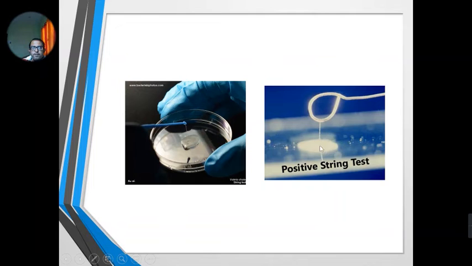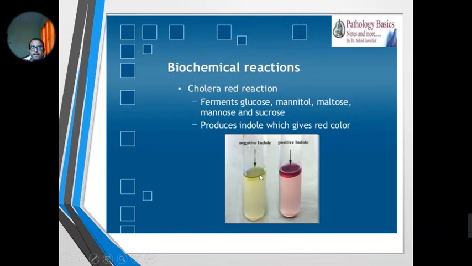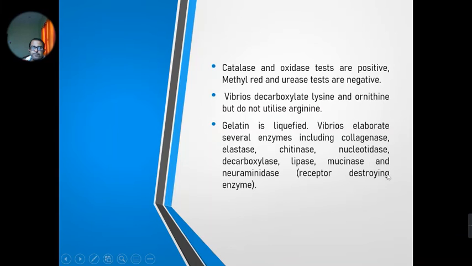So this is the string test. You can observe there is a string, where a loopful of bacterial growth is taken, 0.5% sodium deoxycholate is taken, and we mix them thoroughly, and we take a loop of that bacteria and draw it away, and a string develops. So this shows that this bacteria belongs to Vibrio cholerae. So this is the cholera red reaction. If cholera bacteria are not there, no reddish pink color appears. So this is the positive test. This is the negative test.